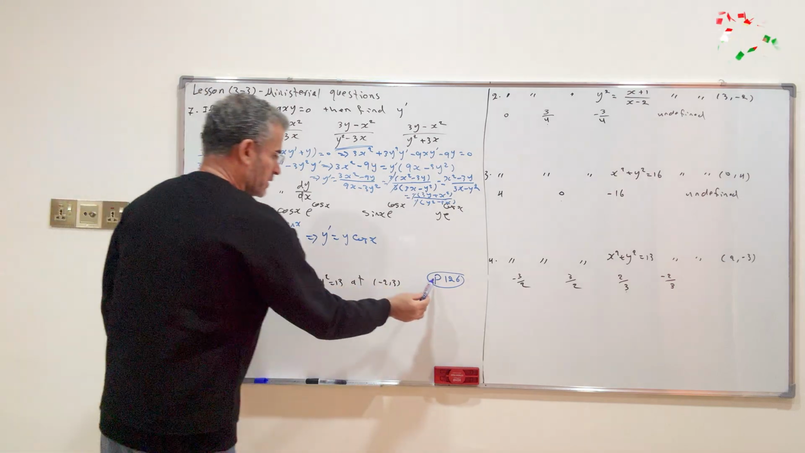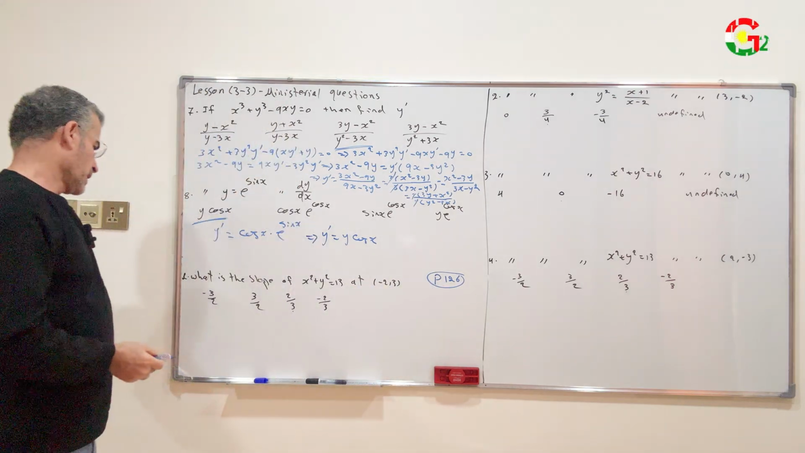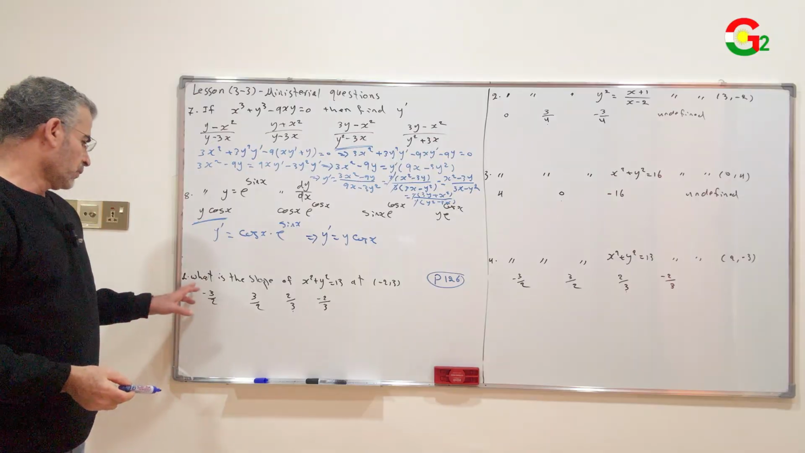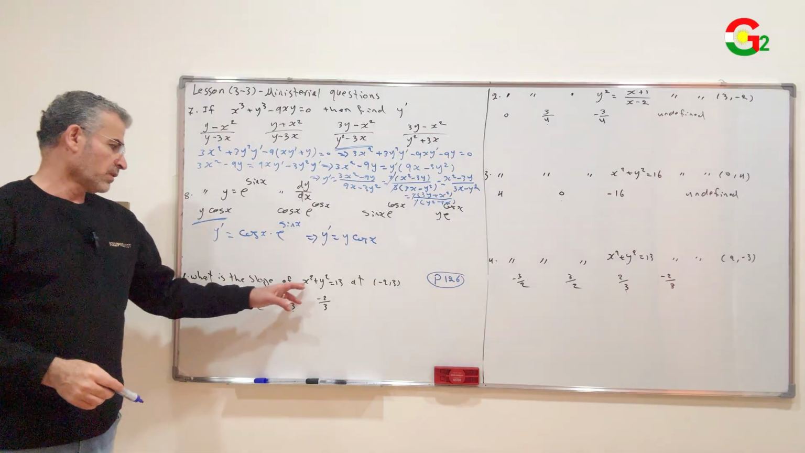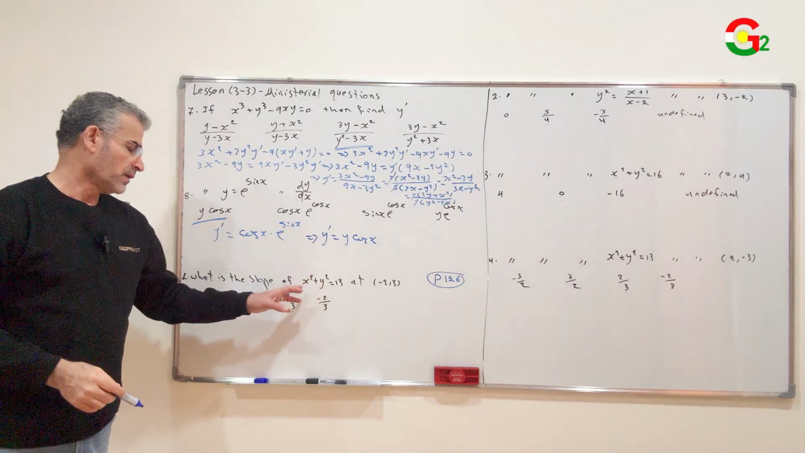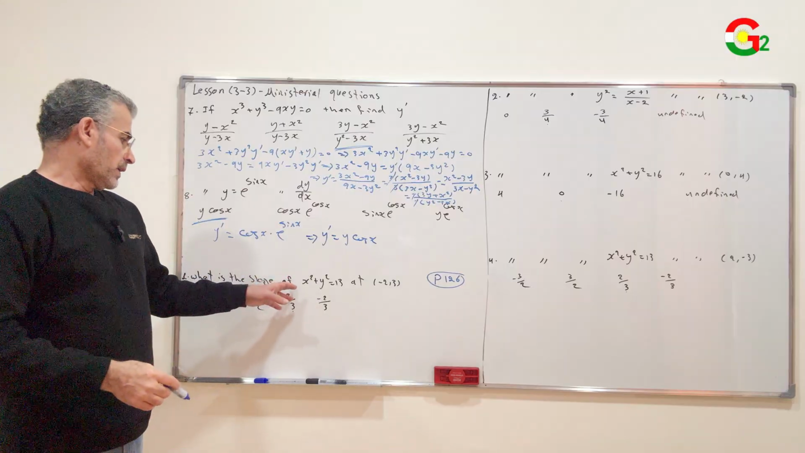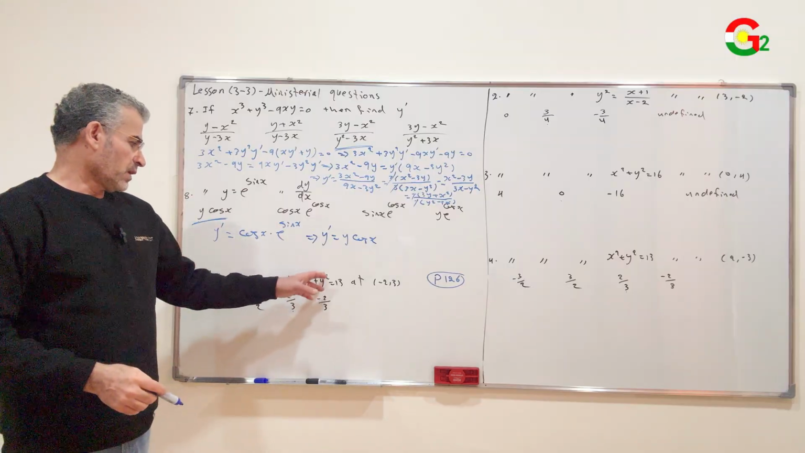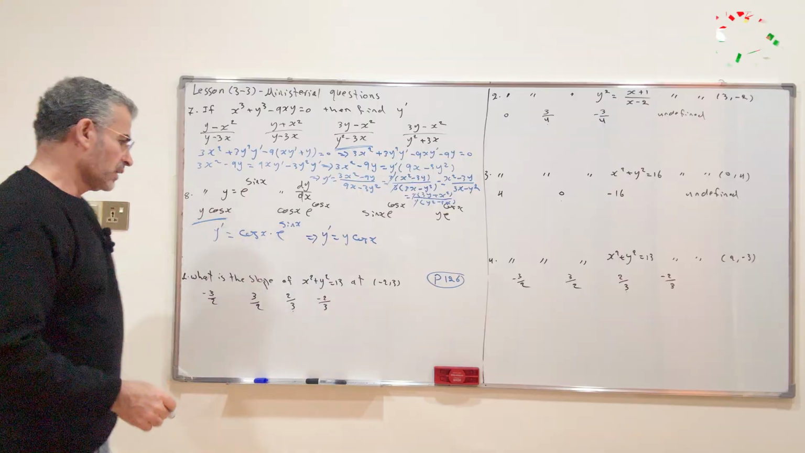Set of questions, page number 126. Question number 1. What is the slope of the curve x^2 + y^2 = 13 at the point (-2, 3)?